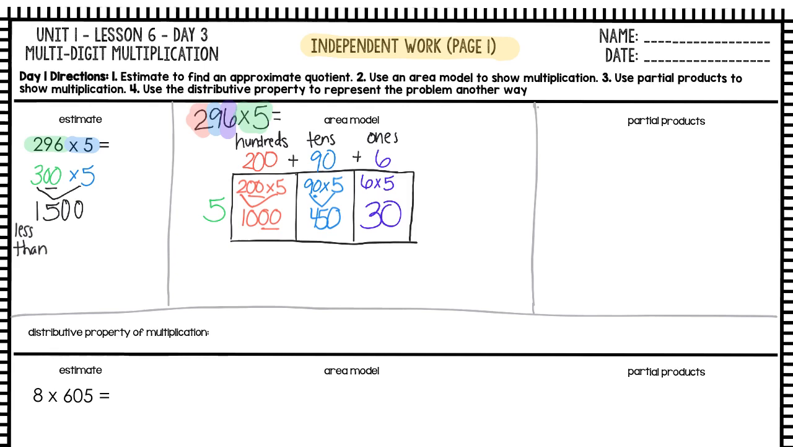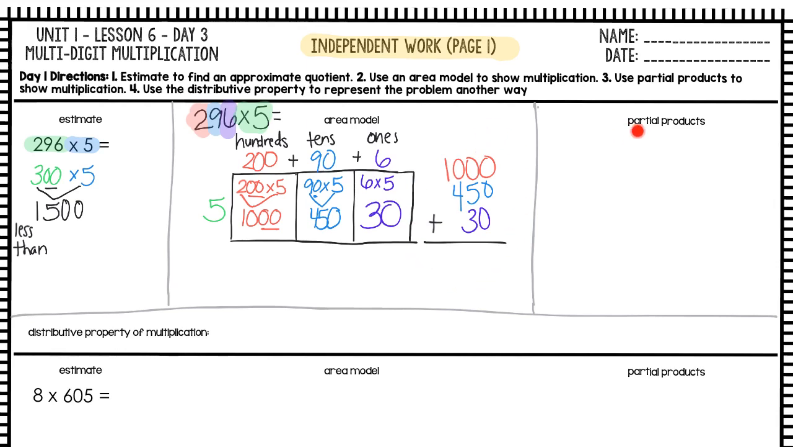Now we have to be able to find our answer to our area model. So in order to find our total, what is this whole thing worth? Because we know this is worth 1,000, this is 450, and this is 30. We need to add them together. So now that I've put them in standard algorithm, you need to add them up and find your answer here. Once you found that, is your answer a little bit less than 1,500? It should be. If not, try adding these up again.